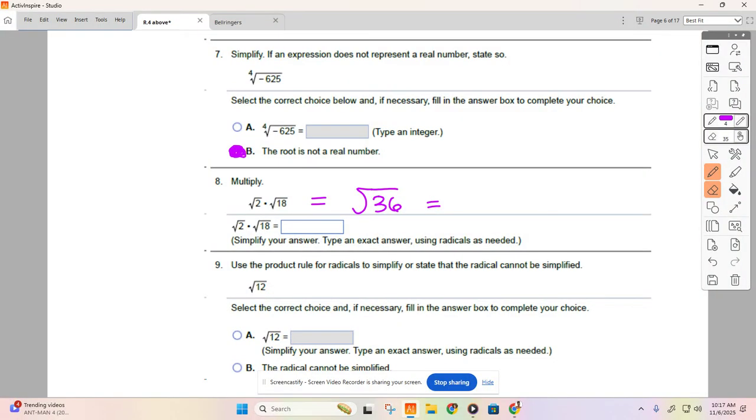Now I want to simplify the radical. What is the square root of 36? 6. Yes. So what makes the top one not a real number? You said the negative, because it was an even root. So if I'm taking the square root, the fourth root, the sixth root, I cannot have any negative numbers. Those are all going to be examples of not reals.